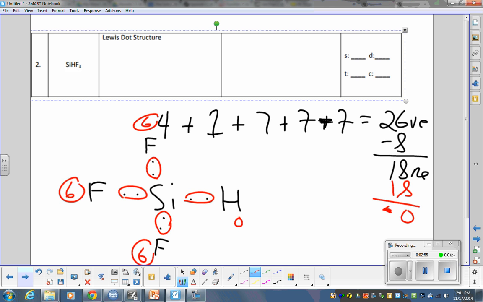All I have to do is rock the dots. So I'm at 1, 2, 3, 4, 5, 6. 1, 2, 3, 4, 5, 6. 1, 2, 3, 4, 5, 6. When I convert this over to its structural, all I do is just go Si. I just turn the dots into lines like that. And then I would just add all the dots around it.